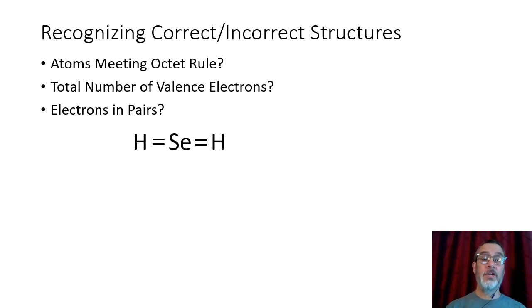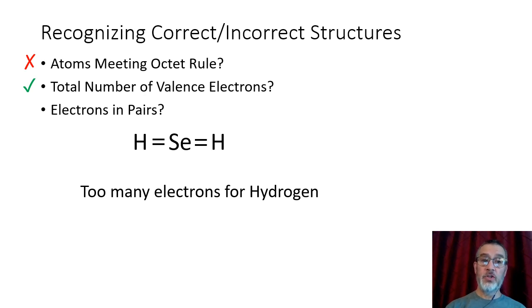And we know that a hydrogen can only handle 2 electrons in its octet. So this means that clearly these atoms are not meeting the octet rule because there are too many electrons for the hydrogen. What about the total number of valence electrons? If we take a look at that, I've already put a check mark there, but we know that selenium comes from group 16. It brings 6 valence electrons, and each hydrogen brings 1. So that's a total of 8 electrons.